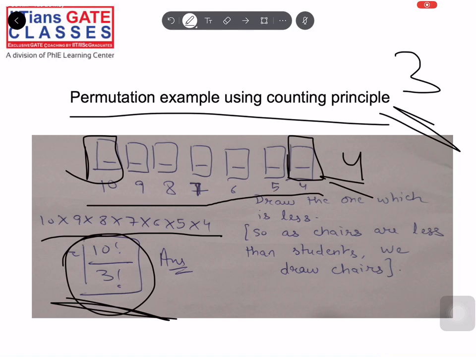Okay, so now the questions of course are not that easy, right? I'll just explain to you a few basic questions. So sometimes what they do is they apply some condition on either selection or arrangement. Okay, so that is why you have to be careful on which method you choose. For example, something like, I can say, select 10 students, and you have to make them sit on 7 chairs such that two particular students will always sit together, or three particular students will always sit together.